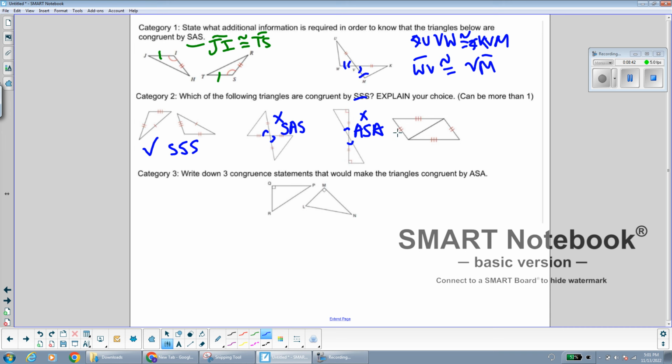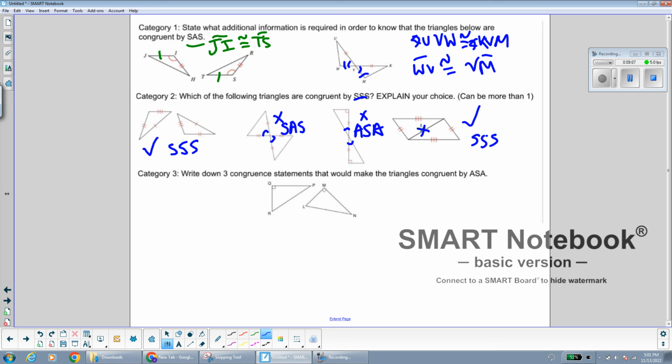Finally here, we have two pairs of congruent corresponding sides. And I notice that the two triangles share this side over here. Since it's shared, we can say it's congruent to itself by the reflexive property. So that gives us a third pair of congruent corresponding sides. So yes, these two triangles are also congruent by SSS.